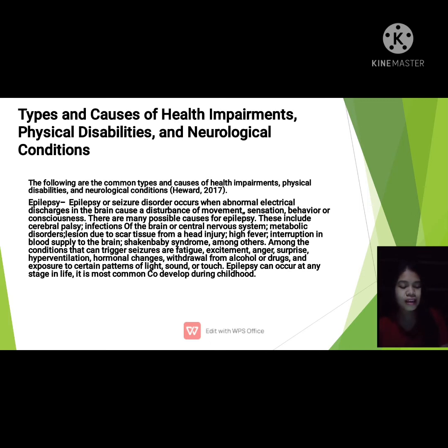Among the conditions that can trigger seizures are fatigue, excitement, anger, surprise, hyperventilation, hormonal changes, withdrawal from alcohol or drugs, and exposure to certain patterns of light, sound, or touch. Epilepsy can occur at any stage in life. It most commonly develops during childhood. Okay, so when we say epilepsy is a disorder of the brain, any age can have it.